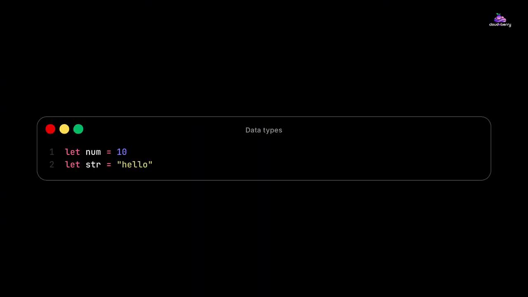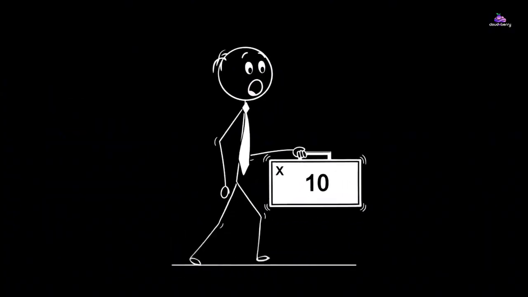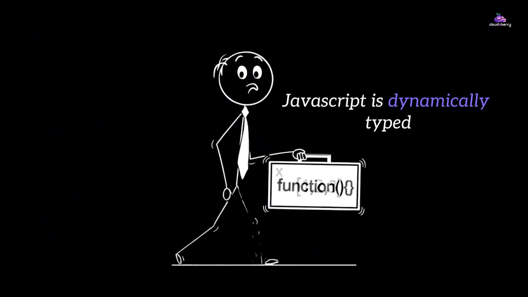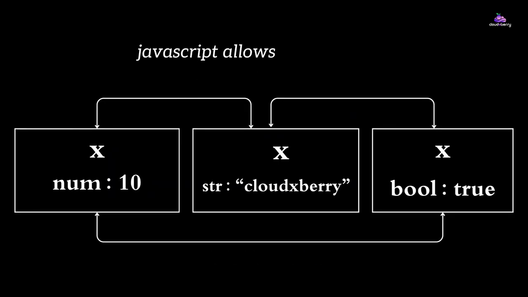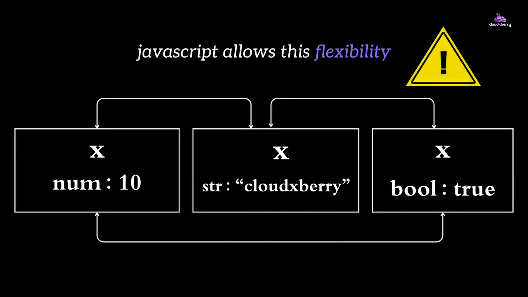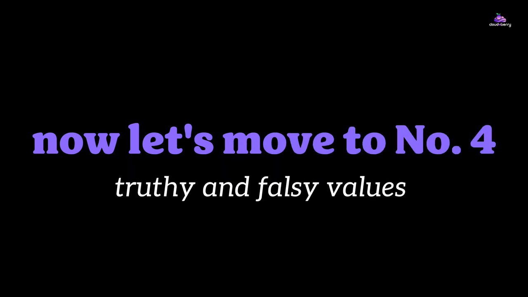Now let's move to number 3, data types. On your screen, you see different variables storing different kinds of values. Each variable holds a different type of data: number, string, boolean, object, array, and function. Now here's the important part. JavaScript is dynamically typed. Here, x starts as a number and then becomes a string. JavaScript allows this flexibility, but it also means you need to be careful because type mistakes won't always throw errors immediately.